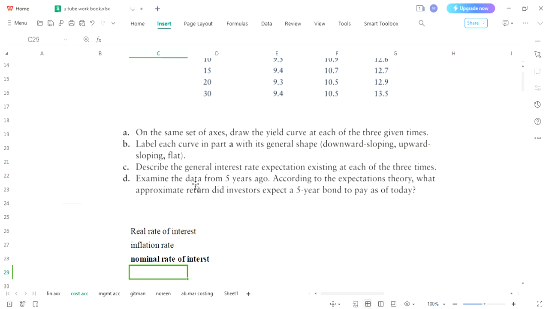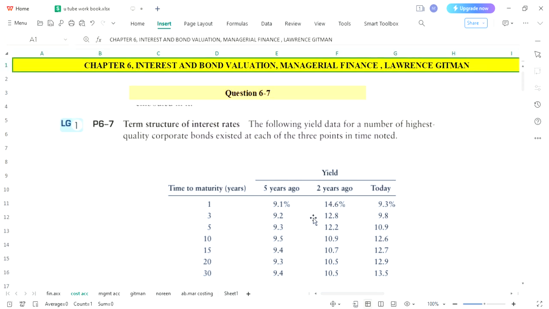Look, all these are rates: rate of interest, inflation rate, and nominal rate. Here in our question, you can see that different rates of return associated with the time to maturity are given. Initially, we will understand what kind of data is provided in this question. Here you can see these are rates of return. If you are investing your amount for 5 years, or for 2 years, or you have your amount right now, what would be the rate of return which you will get.